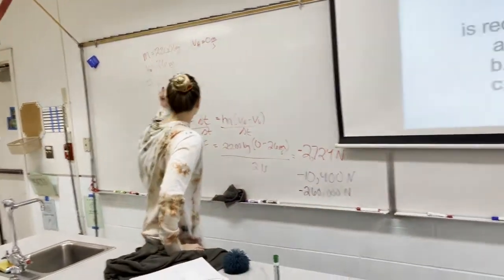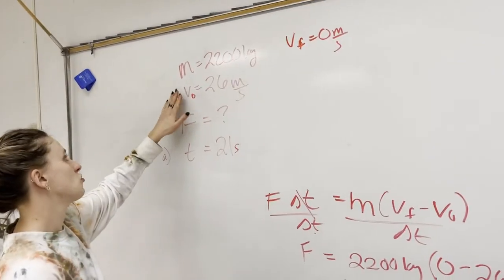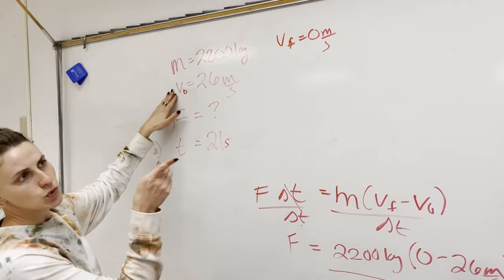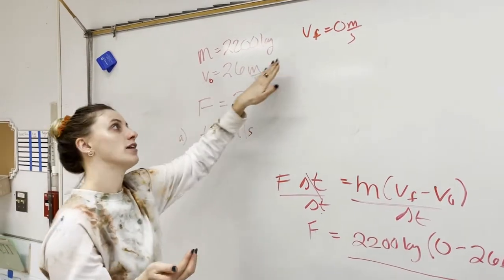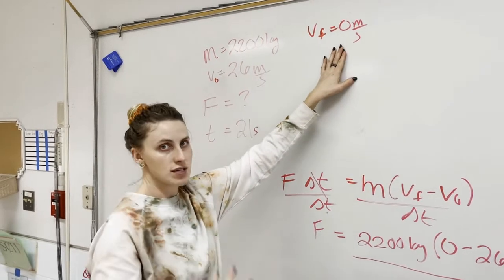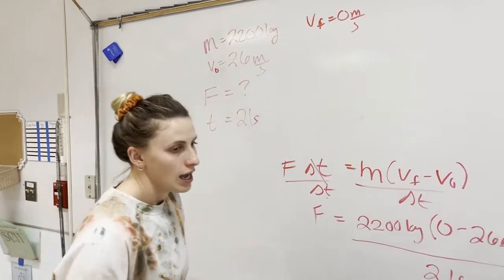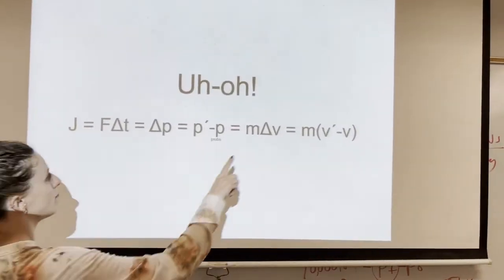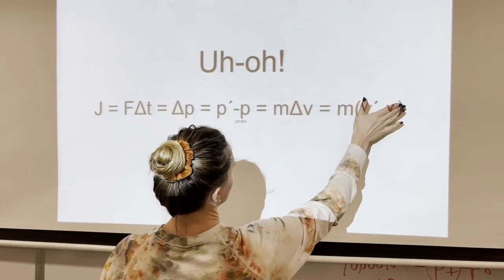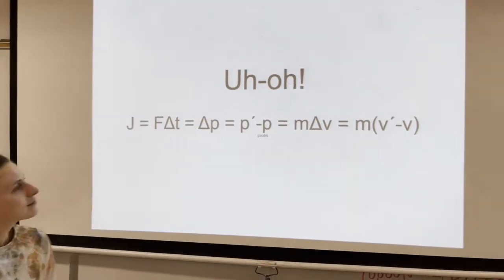Okay, so you guys see how we did this? We wrote down what we had here, and we knew we were going initially 26 meters per second, and it says what force is required to stop it. Notice how I didn't tell you that the final velocity is 0 meters per second, but we know we're stopping, so it's inferred. And then we use our equation. I've got mass, my two velocities. What am I trying to find? Force. Ignore everything but what you need.